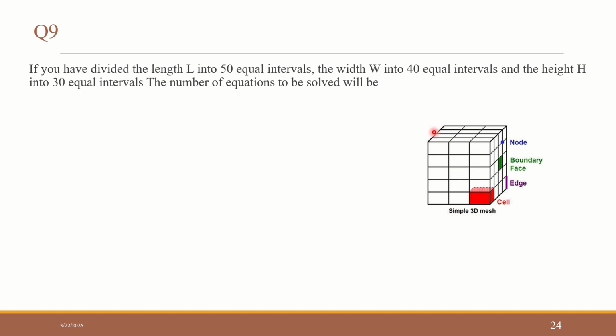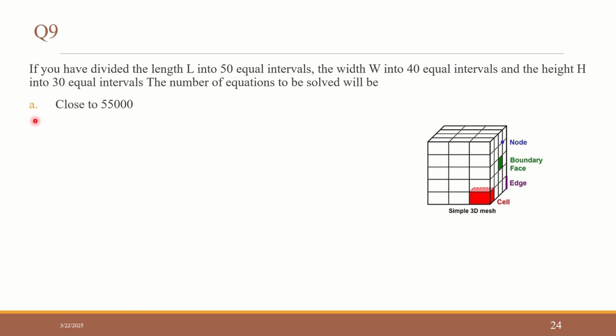So the number of equations which we will be solving for this simple system is 4 into 3 into 2. 4 3s are 12, 2s are 24. 24 equations we will be solving. Similarly, if we apply the same concept to our larger system, that is length 50 intervals with 40 intervals and height 30 intervals, we will get the number of equations. That is 50 minus 1 into 40 minus 1 into 30 minus 1.